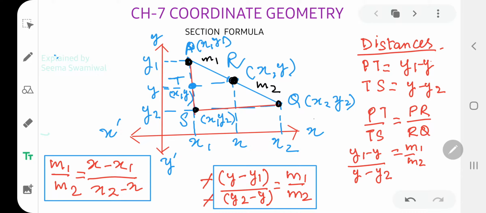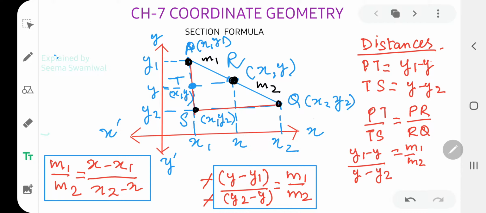Hello dear students, today we will start with the section formula. The derivation of this formula is not in the syllabus, but to understand it better we will try to understand it through a little explanation.